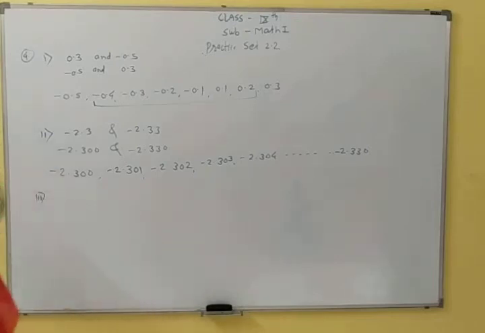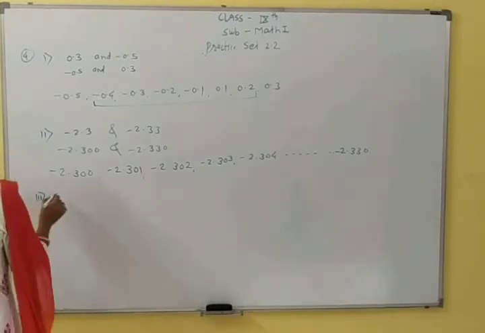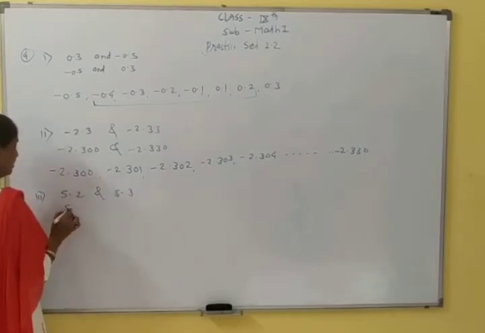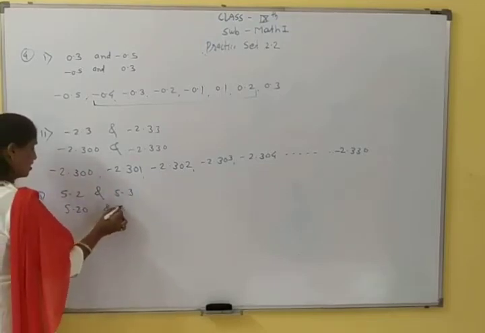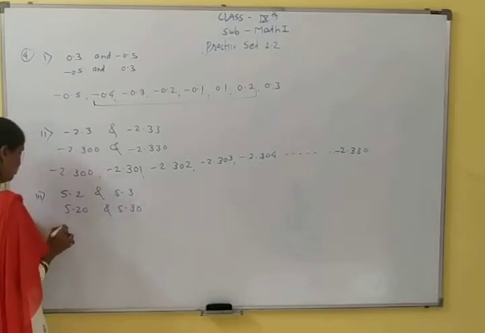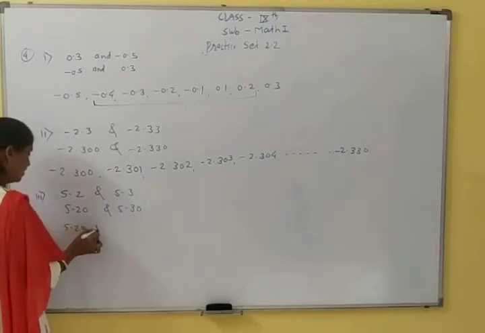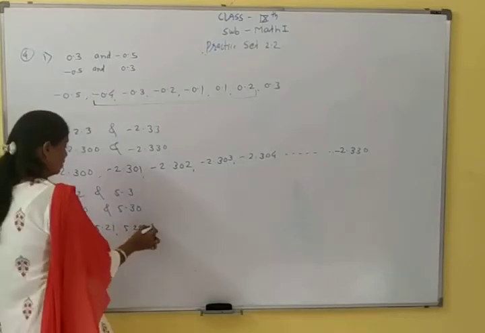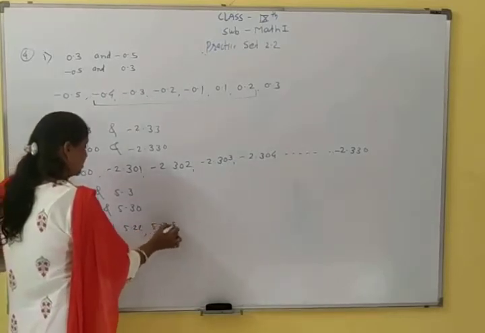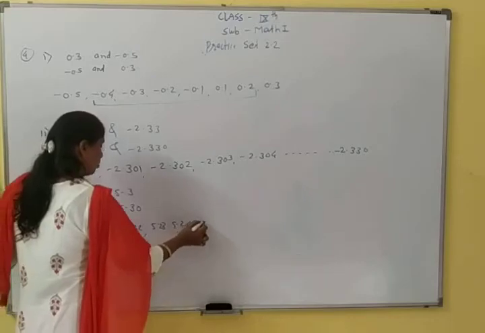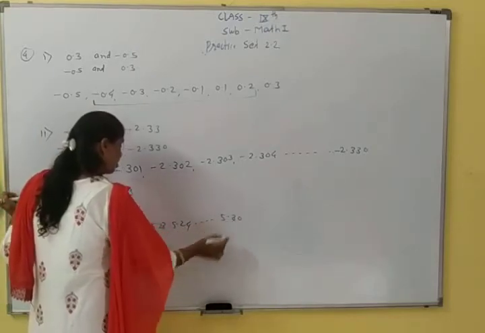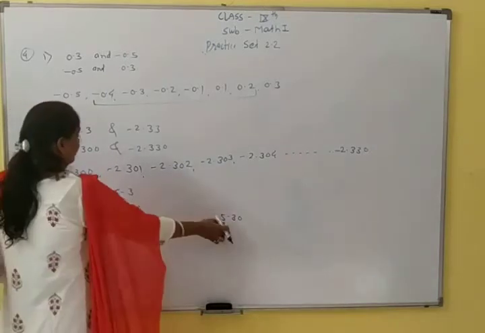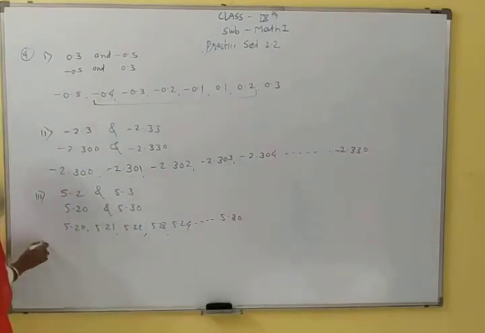This is the third, 5.2 and 5.3. It can be written as 5.20 and 5.30. So 5.20, 5.21, 5.22, 5.23, 5.24 up to 5.30. So you can take any three numbers between 5.20 and 5.30.